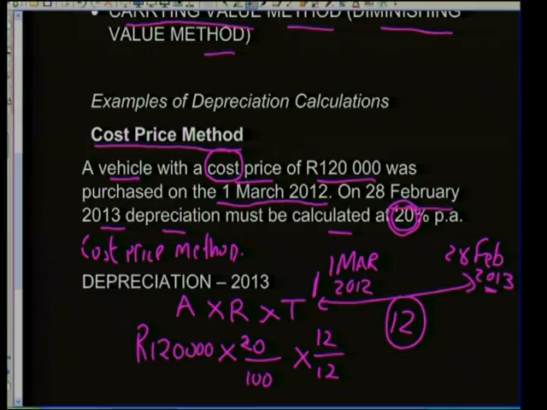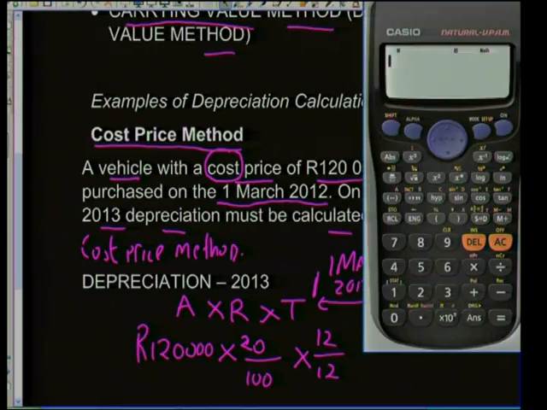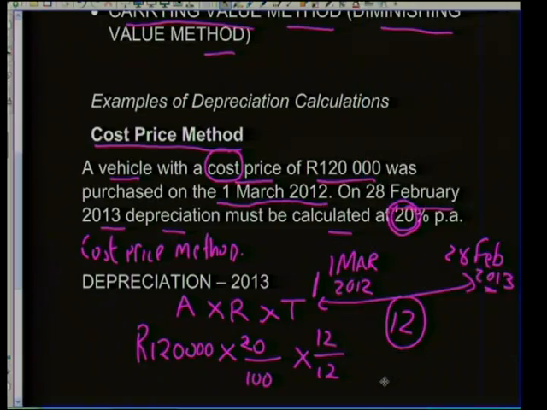Okay, so let's look at the actual calculation itself. Let's get our calculators out. We're going to take 120,000 multiplied by 20%. It's for 1 year, 12 over 12, which cancels out, which means I'm writing off depreciation of 24,000 for this financial year. So my depreciation would be an amount of 24,000.